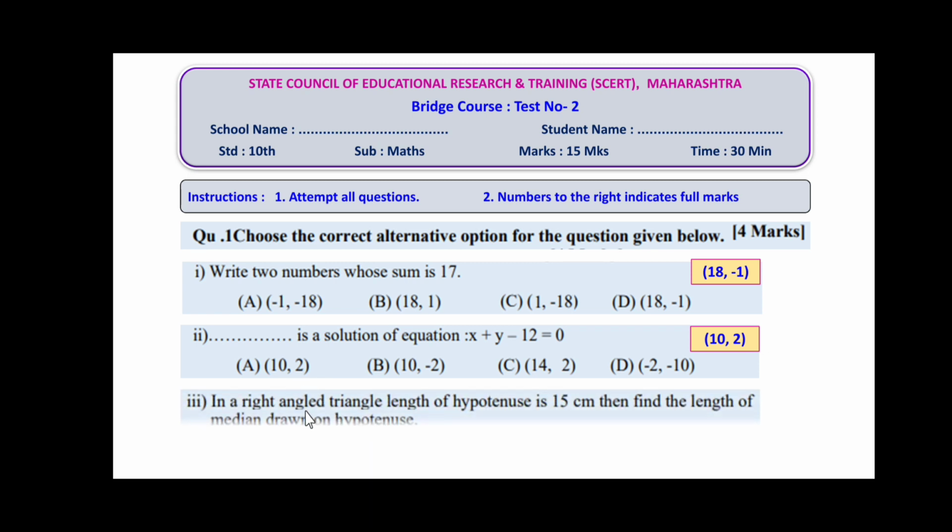Third one, in a right angle triangle, the length of the hypotenuse is 15 centimeter. Then find the length of the median drawn on the hypotenuse. Friends, we know that the length of the median drawn on the hypotenuse is always half of the hypotenuse. The length of the hypotenuse is 15 and half of that is 7.5 centimeter. So the option is A.